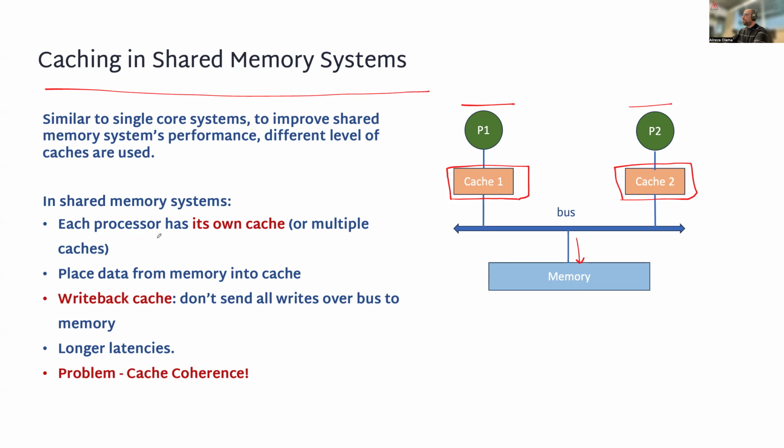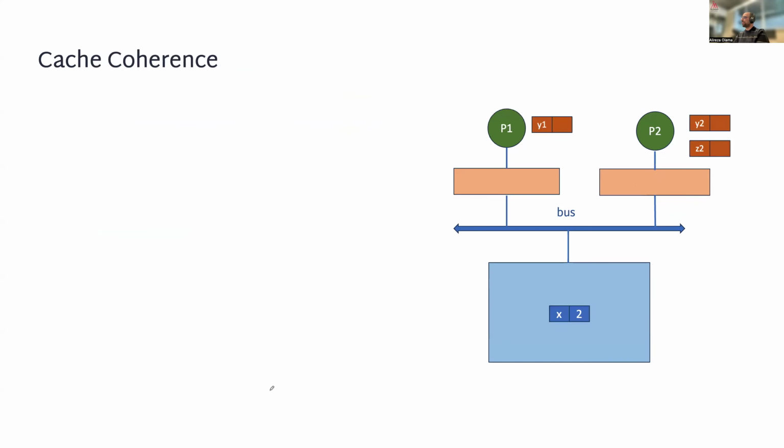So as I mentioned, each processor has its own cache or multiple caches, depending on the architecture. And then they have the same strategies. However, here in the multi-core system, we might have longer latencies because we have more processors. But there is a quite well-known problem when you use caching in multi-core systems, and that problem is called the cache coherence problem, which again, as a programmer, you should be aware of. So let's see what this cache coherence problem is.